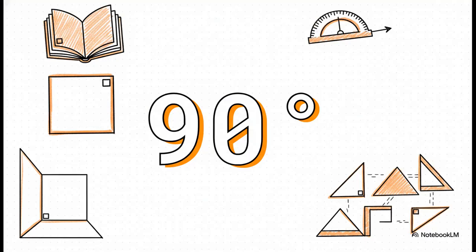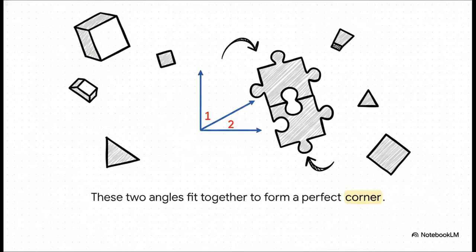You know, the angle of a square corner, the corner of a book, where the wall meets the floor. It's that perfect 90. You can see it right here, how angle 1 and angle 2 just click together like 2 puzzle pieces and boom, they form that classic L shape. That's your 90-degree right angle.